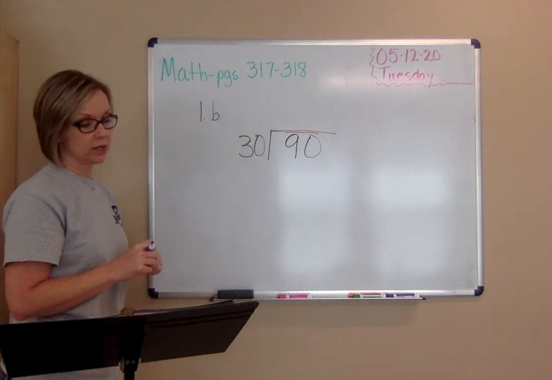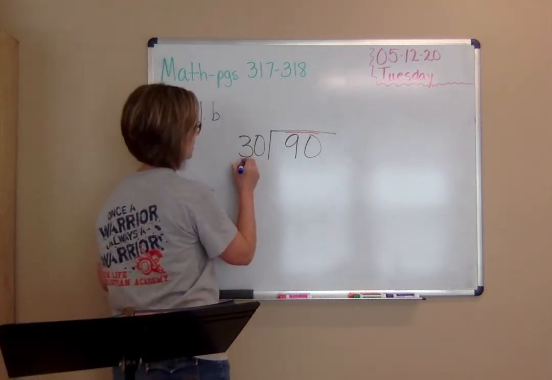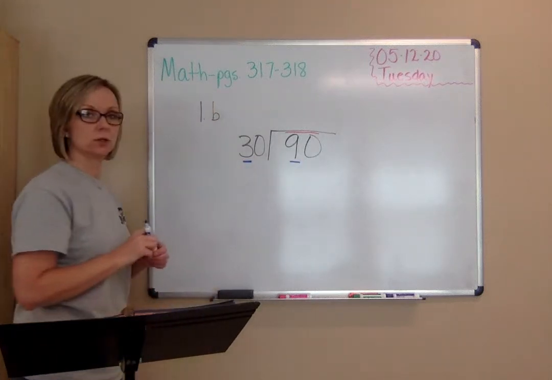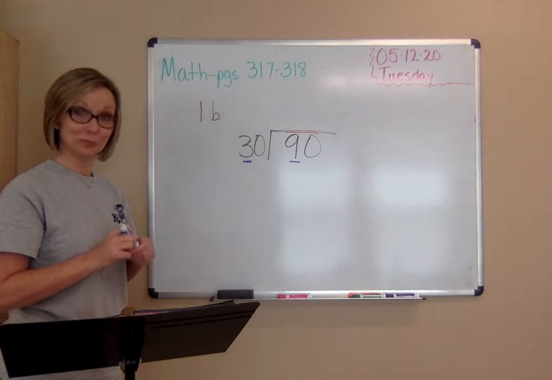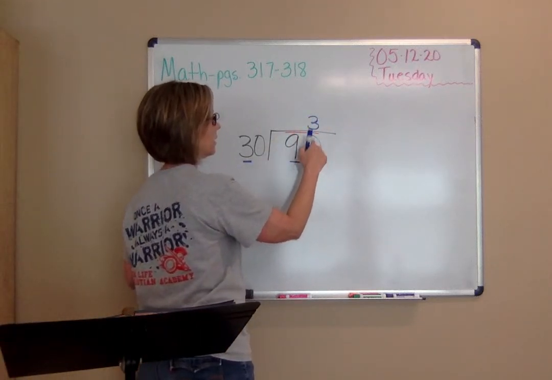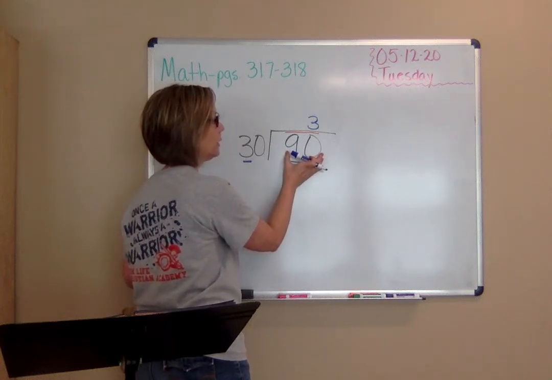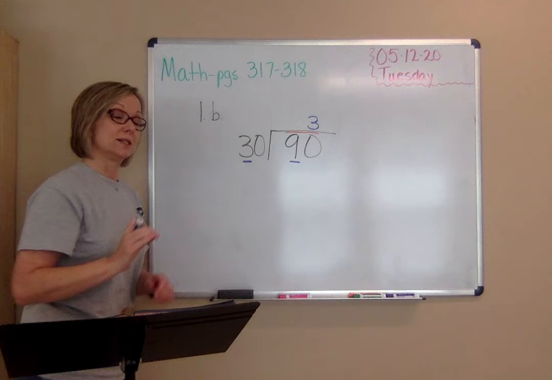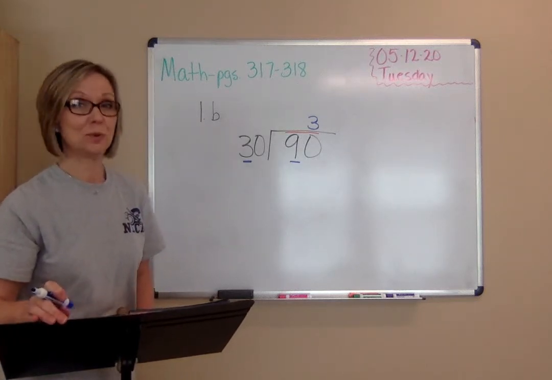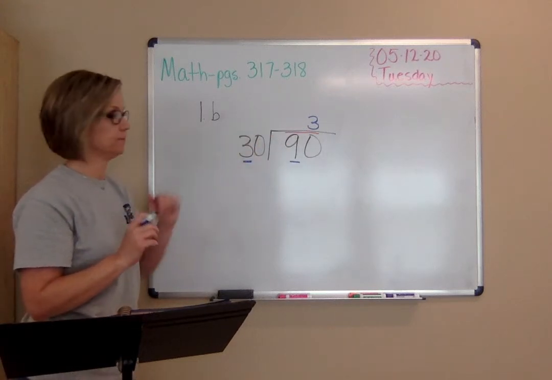Then we're going to ask ourselves, how many 3s are in 9? What times 3 gives you 9? 3. That's right. Make sure you put the 3 over the 0 because you're dividing this whole number. Because 9 divided by 30 is not 3. We have to take 90. That's important that this is in the right place here.